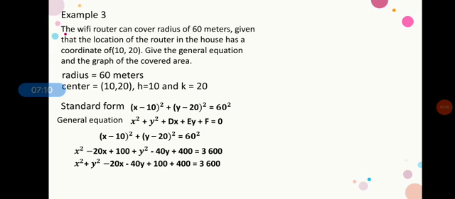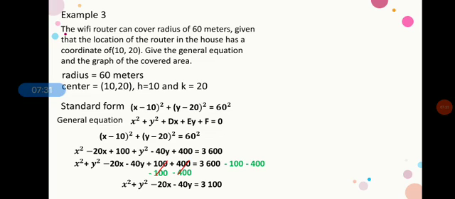And then, pagsasama-samahin lang natin lahat ng constant. So, less natin yung 100 doon, less natin yung 400, para makancel siya at malipat siya sa kabila. So, the general equation will be x squared plus y squared minus 20x minus 40y is equal to 3,100.